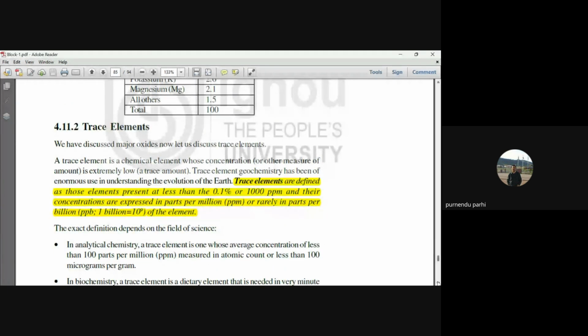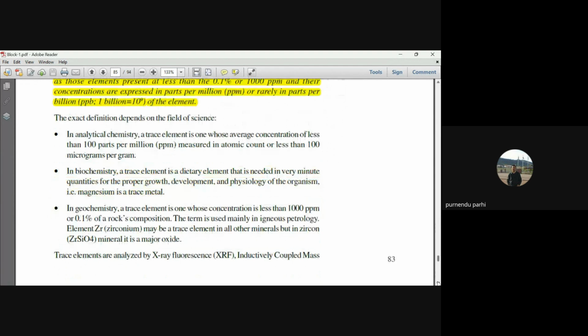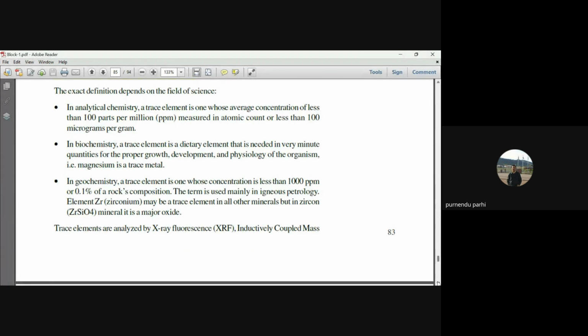Trace elements are defined as those elements present at less than 0.1% or 1000 ppm, and their concentrations are expressed in parts per million, that is ppm, or rarely in parts per billion, that is ppb. The exact definition depends on the field of science.